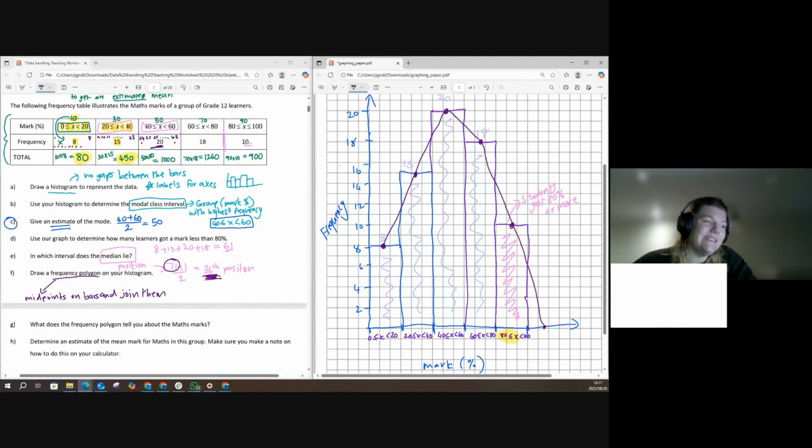So for G, there's lots of things you could tell me. We've had some great answers in the chat. Really, all we need to say is that it's symmetrical about the median. Because we know that the median is here, and we're getting a nice little curve. So it's sort of symmetrical.